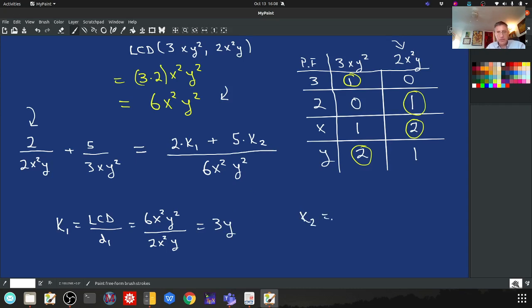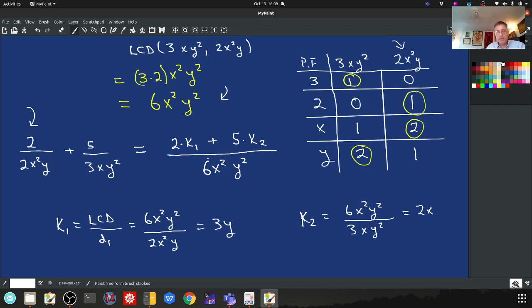K2 is equal to, again, my LCD divided by my second denominator, which is 3xy squared. Well, 6 divided by 3 is 2. X squared divided by x is x. Y squared divided by y squared is 1. So that's my K2 value.